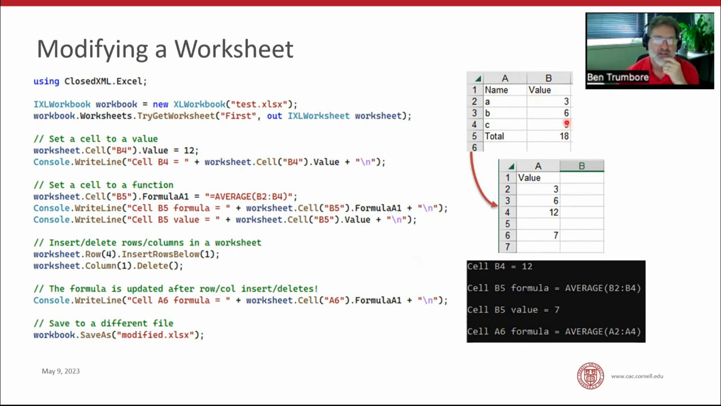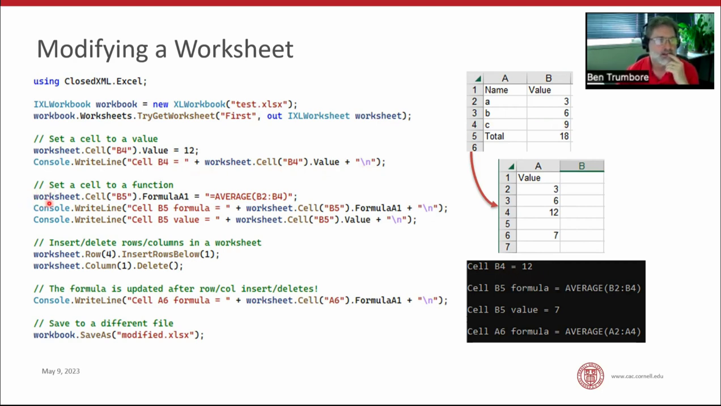So this B4 is the cell that had a 9 in it before. And I'm changing that to a 12. And then I'm going to say, okay, show me the value. And sure enough, right away, I get the new value from the cell. That's not magic. You would expect that to happen.